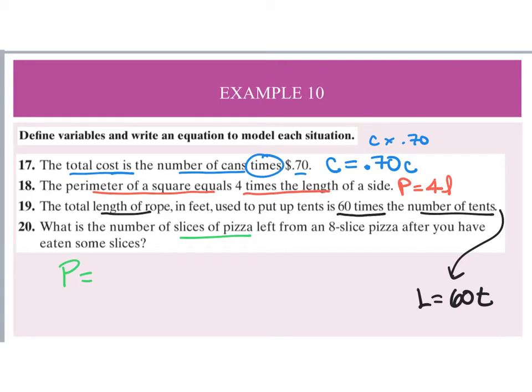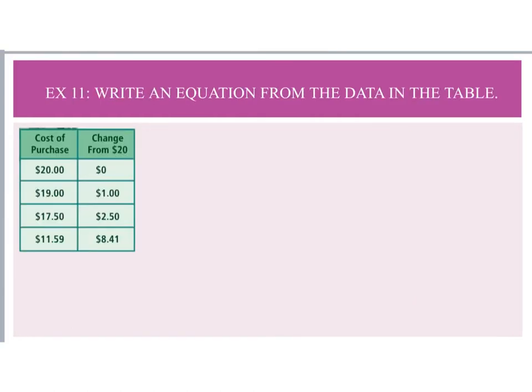So it says, what is the number of slices of pizza left from an 8-slice pizza after you have eaten some slices? So in this case, we know that we're starting out with 8 slices, and for every piece that you eat, we're taking them away. Now, because we don't know how many pieces are being eaten, we're going to put, let's say, 8 minus x, and x will be the number of pieces that are consumed. So I have the number of pizza slices is P equals 8 minus x.